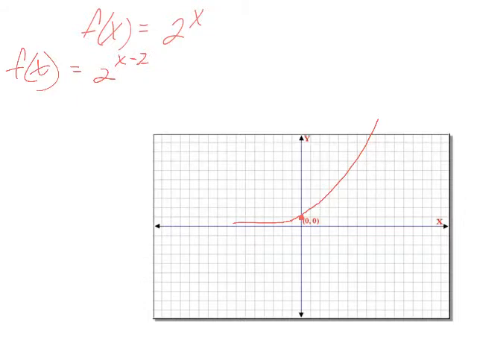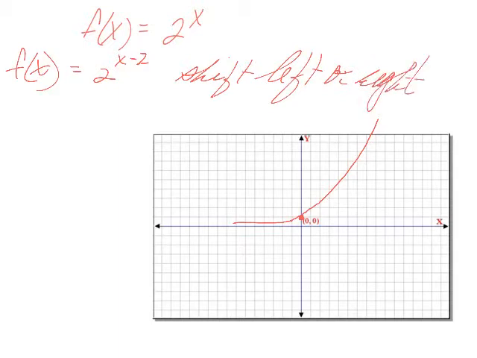So my exponent is going to be x minus 2. What that minus 2 means is we're going to shift left or right, depending on whether this is a minus 2 or a plus 2. Since it's a minus 2, we're going to shift it to the right 2 units. So this entire graph is going to move over 2 units.